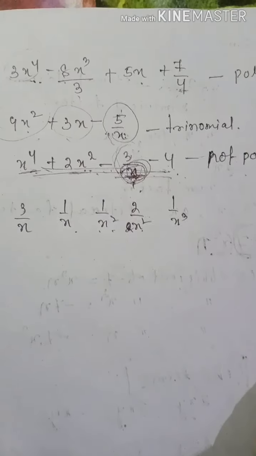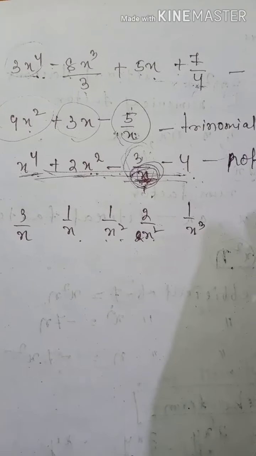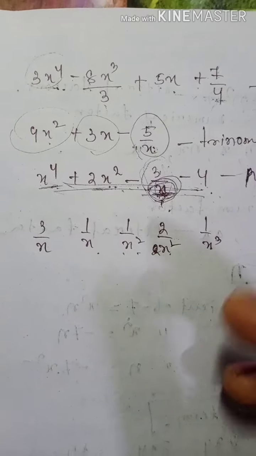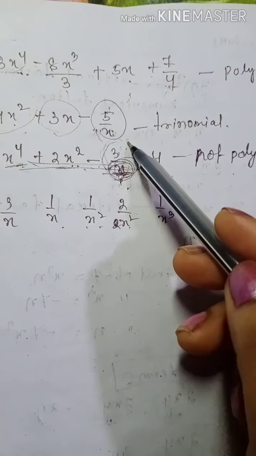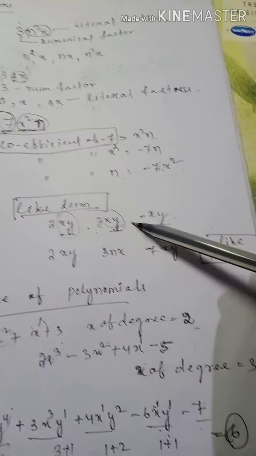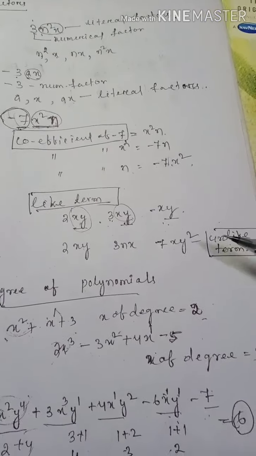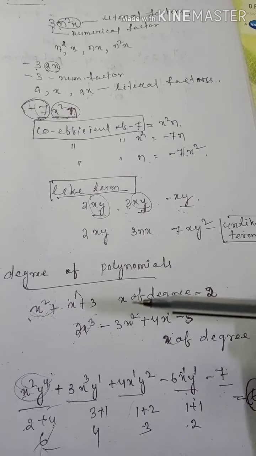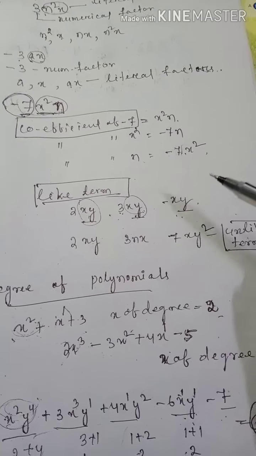Can you understand? These are the types of finding polynomials, trinomials, their degrees, factors, coefficients, like terms, unlike terms, and their powers, and also some different related terms which are taught in this video.